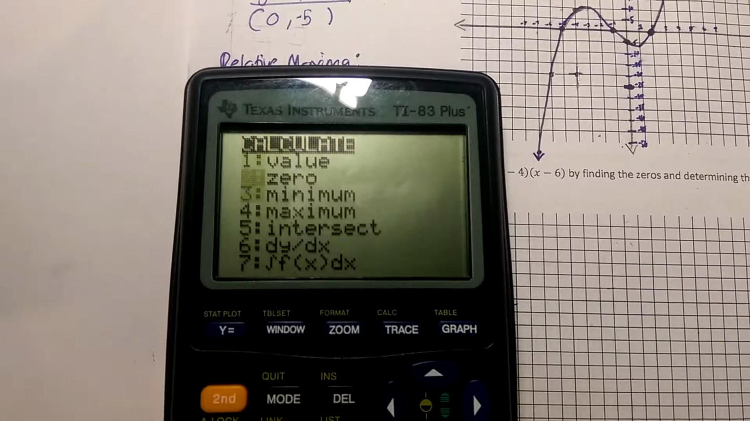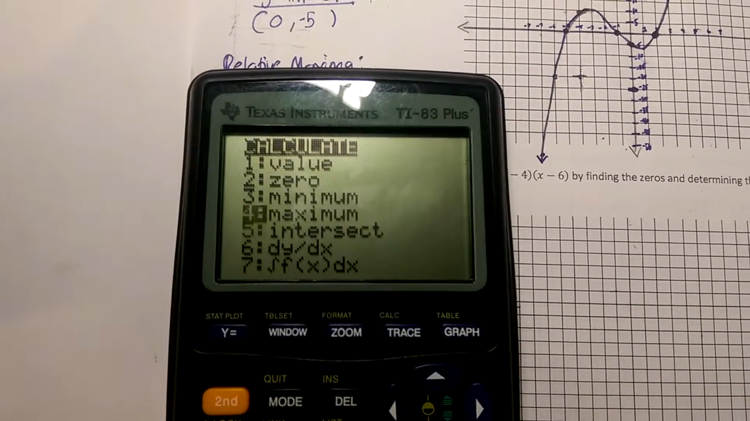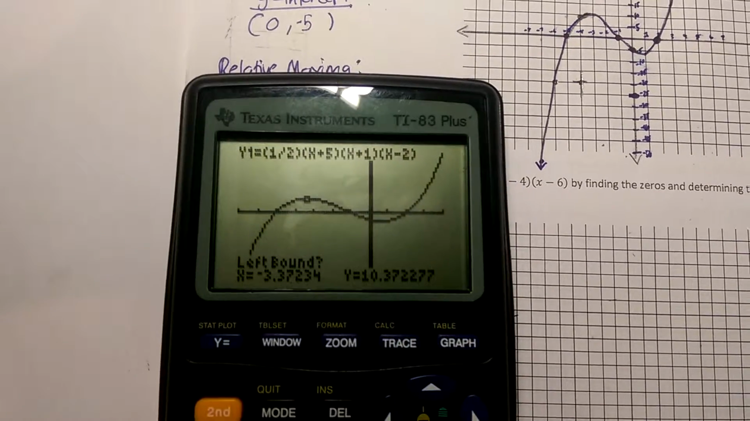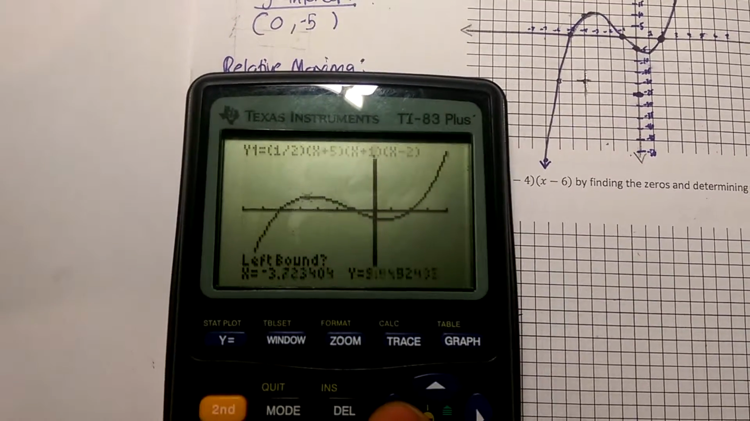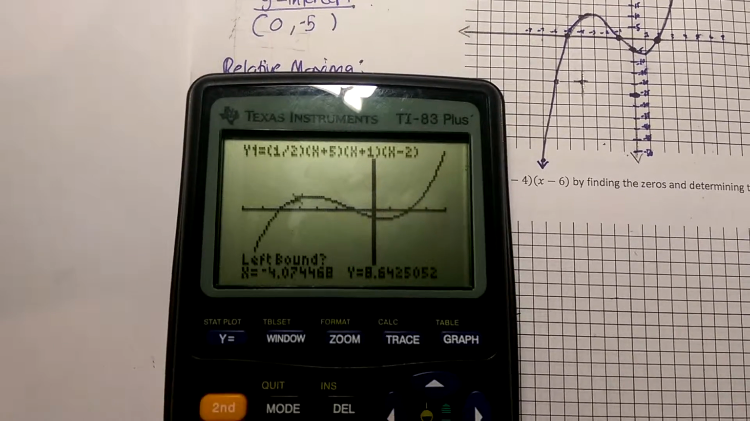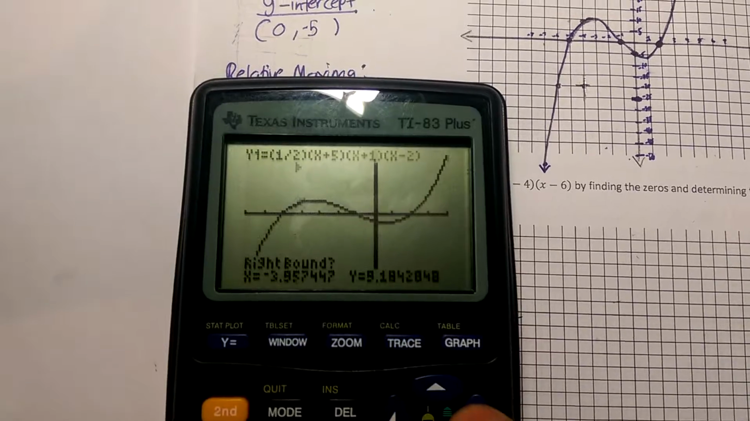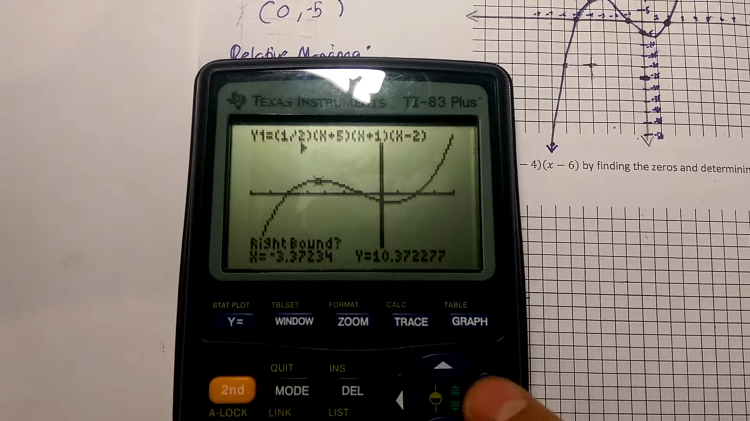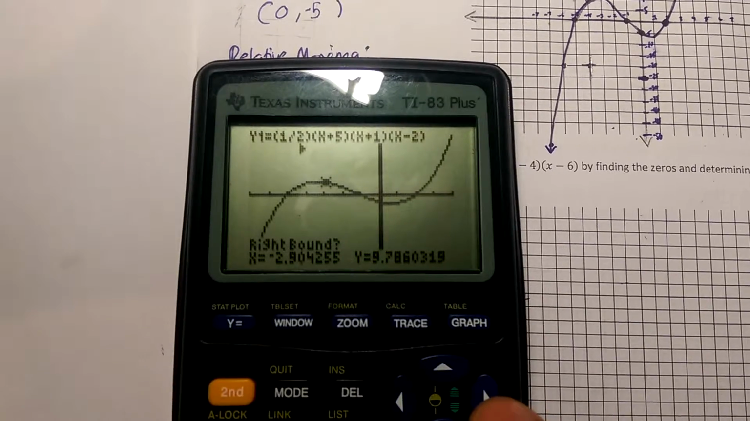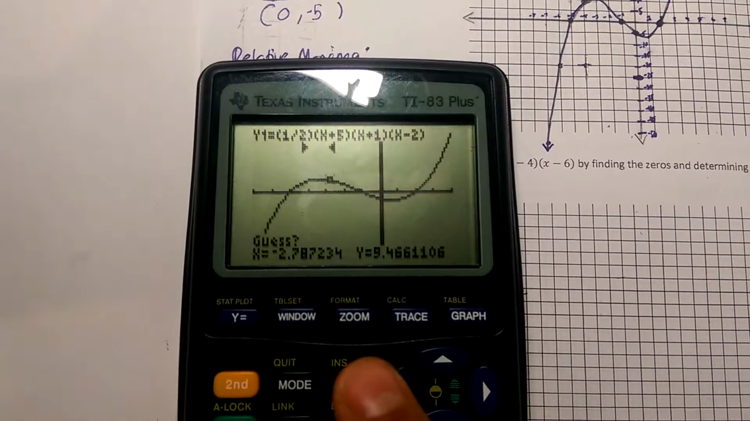What button do you think I'm going to pick if I want to know a relative maximum? Yeah, maximum. Now you see where it says left bound. Go a little bit to the left. Right bound. Go to the right of the middle. So there's the middle. Don't stop there. Go a little bit to the right. That's enough, okay?